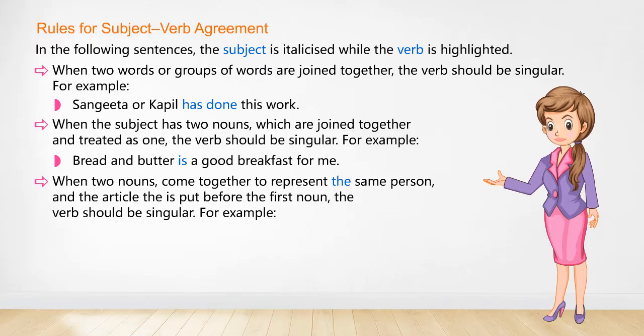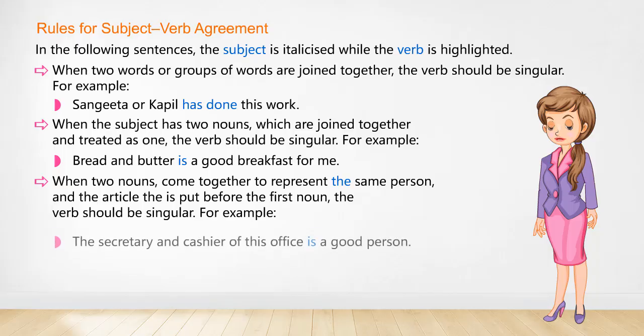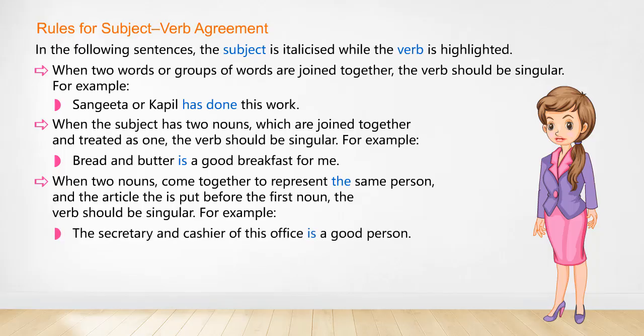When two nouns come together to represent the same person and the article the is put before the first noun, the verb should be singular. For example, the secretary and cashier of this office is a good person.